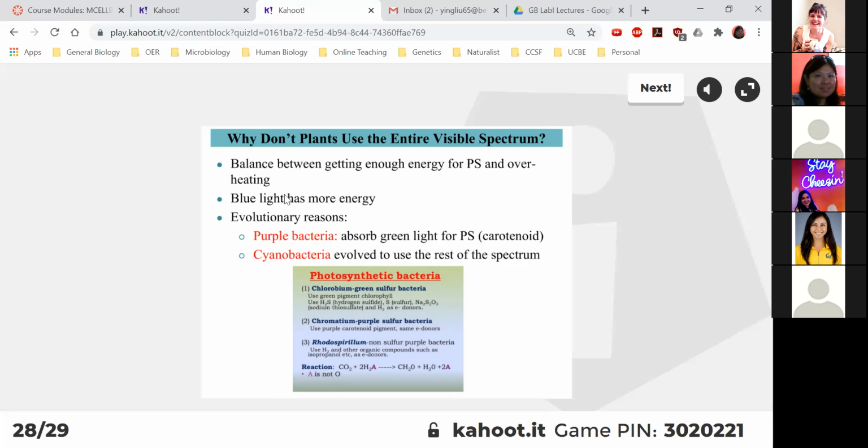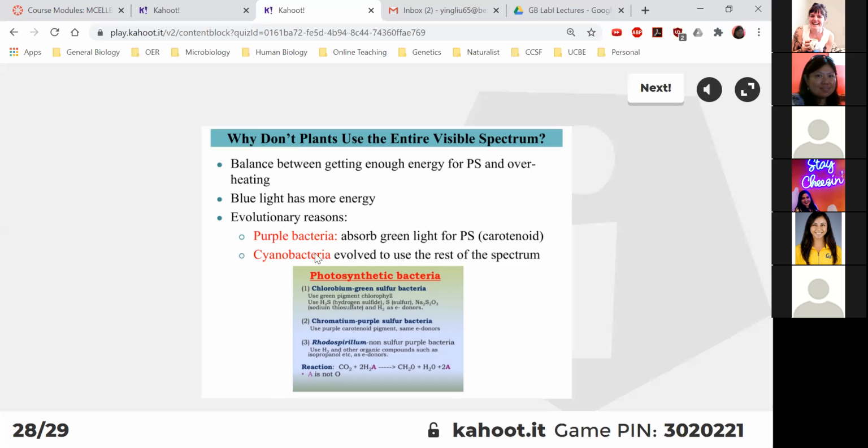Another argument is about blue light. Remember, they do have more energy, so absorbing that more than makes up for the loss of the green spectrum. But actually the best reason is for evolutionary reasons.